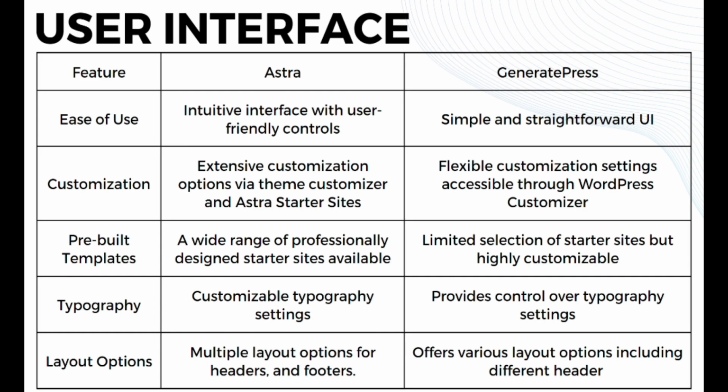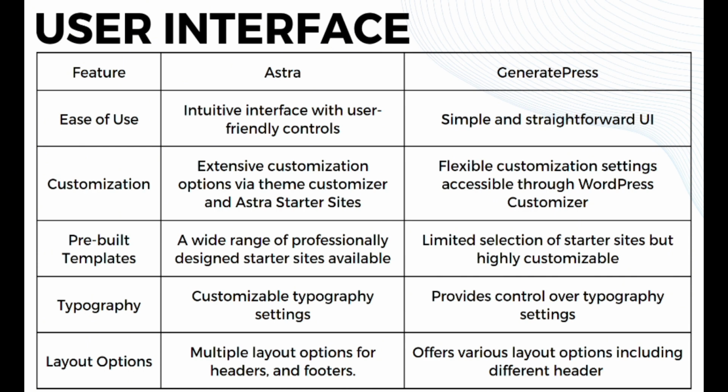And in terms of customization, Astra offers extensive customization options via the Theme Customizer and Astra Starter Sites, while GeneratePress offers flexible customization settings accessible through the WordPress Customizer. And in terms of pre-built templates, Astra offers a wide range of professionally designed starter sites, while GeneratePress offers a limited selection of starter sites but highly customizable.